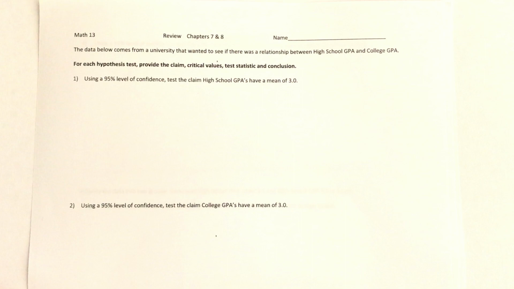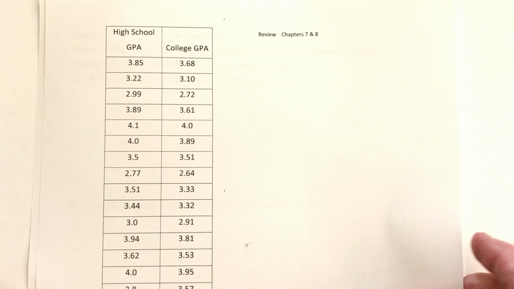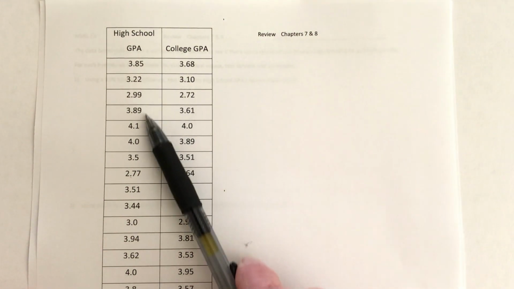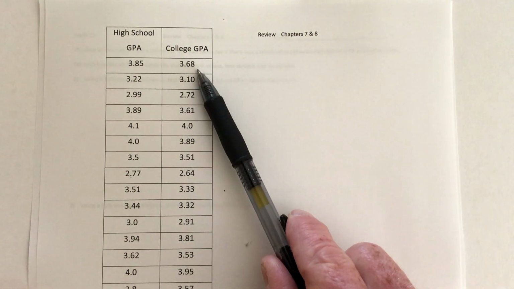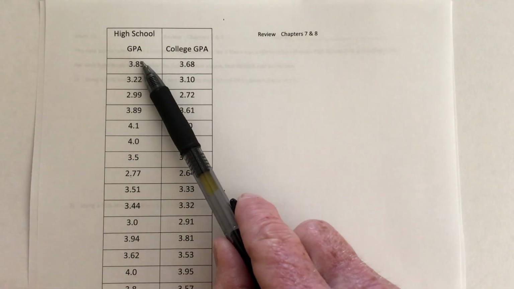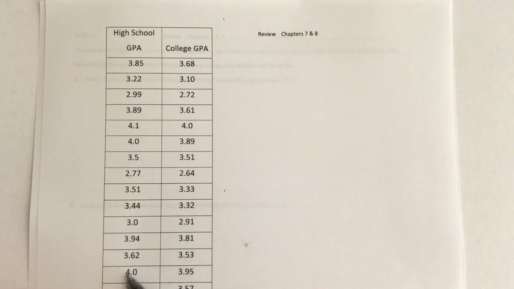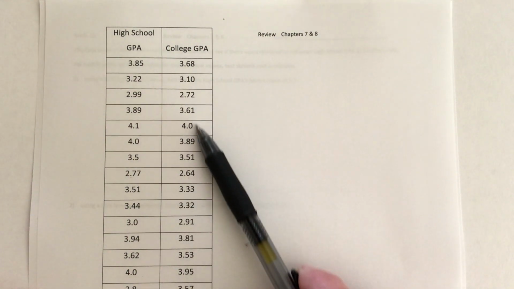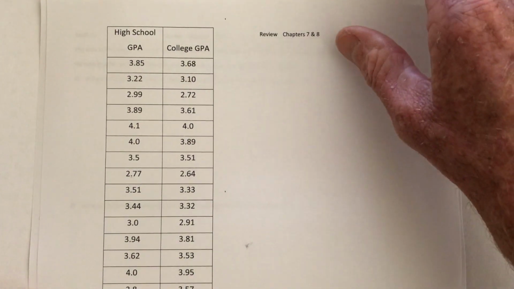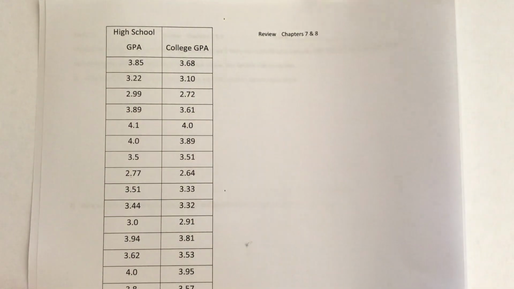So with the Chapter 7-8 review, if you scroll to the back page, you will find this list of data, the GPA of people when they were in high school, and then this is when they were in college. So they're paired up by person. So first thing you'll need to do is put these in list 1 in your calculator, and these in list 2 in your calculator. Now I'm not going to do the exact same problems, I'm going to do similar problems.